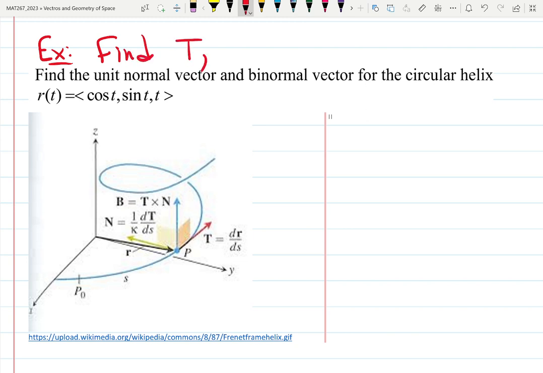Find T and B. I have videos on that. I clearly remember that I have videos on these homework problems on vectors for the circular helix. These vectors tell you lots of information: how the helix is spinning, does it have big spins, small spins, and also which direction they're going, and so on. r is given: cosine t, sine t, and t, a very classical one.